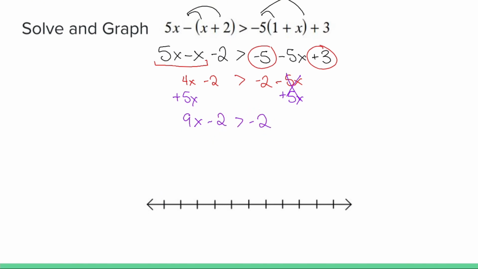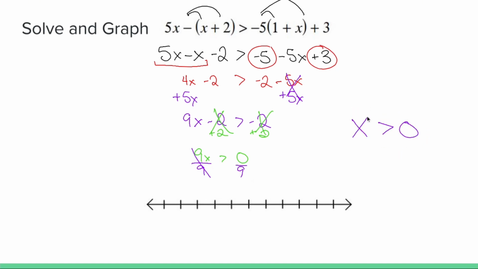Now, this is good news. Why? Well, since I have negative 2 on the left and negative 2 on the right, by adding 2 to both sides, they both cross out, leaving me with 0, and it's about to make my life a whole lot easier. Because the last step is to divide both sides by 9. And when you divide both sides by 9, let me write it over here, 0 divided by 9 is 0.